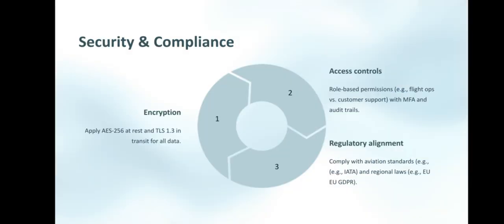Security and compliance. It means protecting data and following rules. Encryption locks your data with security codes. Access control gives access only to the right people with passwords and extra checks. Follow rules, meet industry and country specific regulations like GDPR.